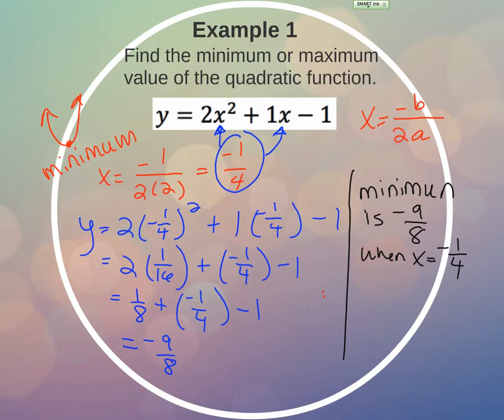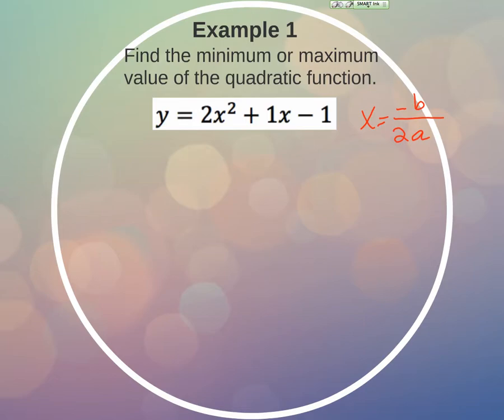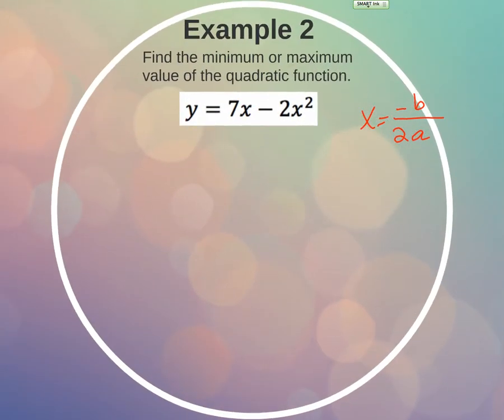Are you guys ready to try one on your own? So once again, it's going to have the exact same set of directions. Find the minimum or maximum value of the quadratic function y equals 7x minus 2x squared. So I can throw in a couple of curveballs at you on this one. Take a minute or two to see what you can do with finding that axis of symmetry.